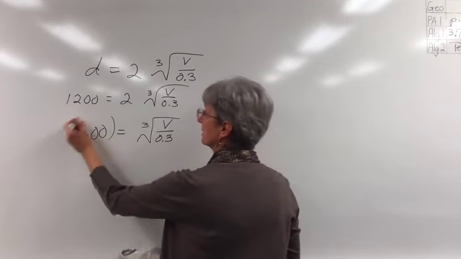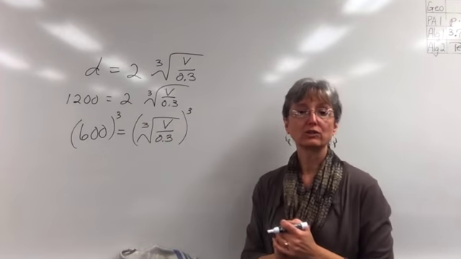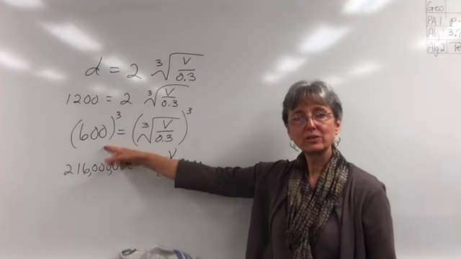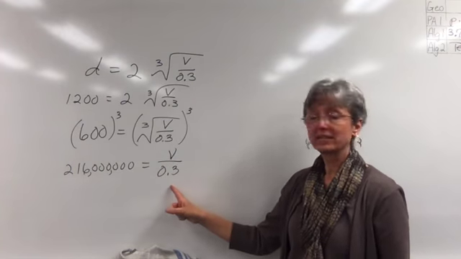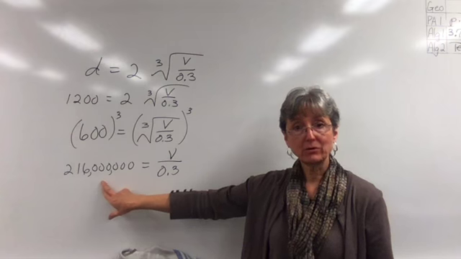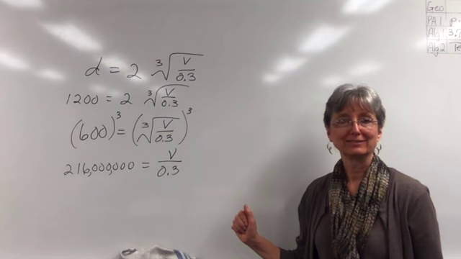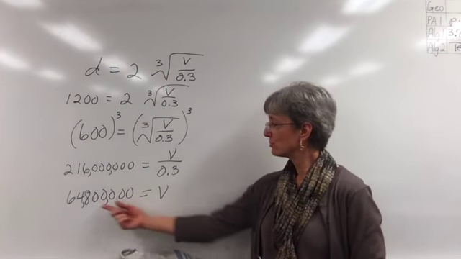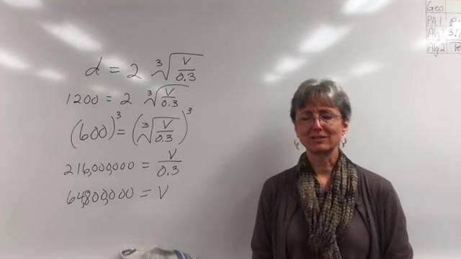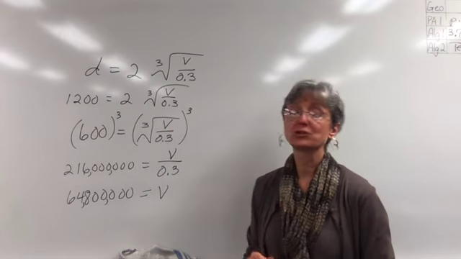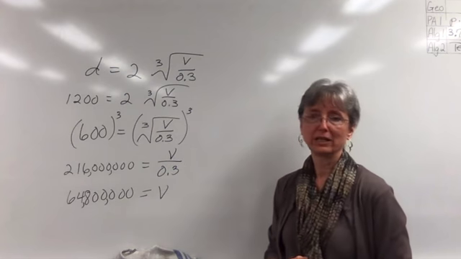So this is going to become 600 to the power of 3, and this to the power of 3 is going to undo that cube root. So 600 to the power of 3 is 216 million. So the volume divided by 0.3 is this number. So to solve for volume, I just multiply both sides by 0.3. And I found my answer. The volume is 64,800,000, probably cubic meters, because it's a volume. I didn't check the units, but this was in meters, so I would assume that's cubic meters. That's a very large crater.